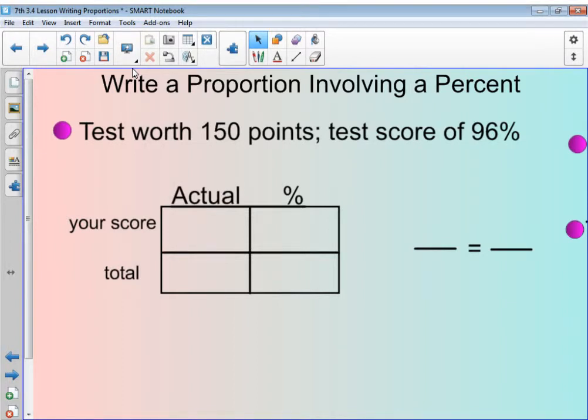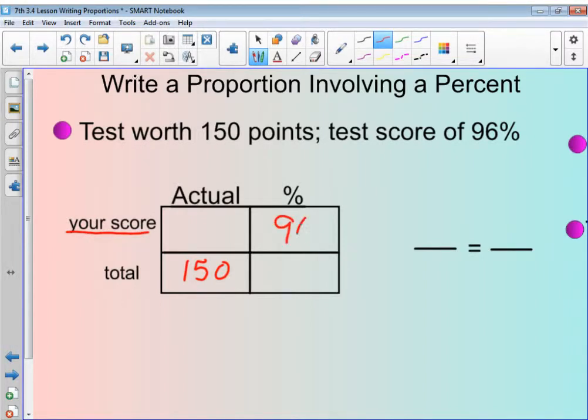to get into those higher end careers. So here it says a test is worth 150 points, and you got a test score of 96. So they want to know how many points I got out of the 150. So my total test points was 150. My percentage, your score, was a 96%. And the total percent on test was 100. It's always going to be 100 for the total.